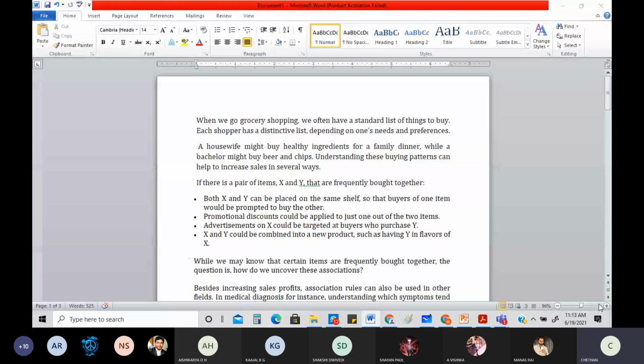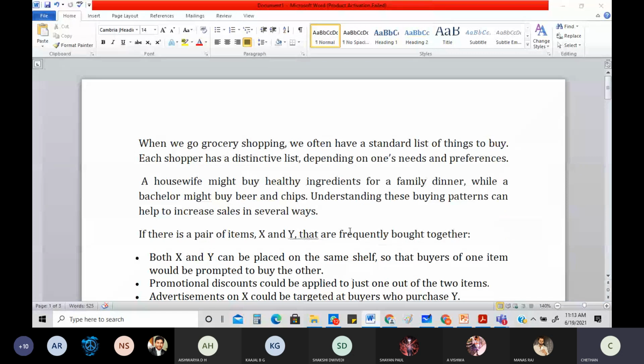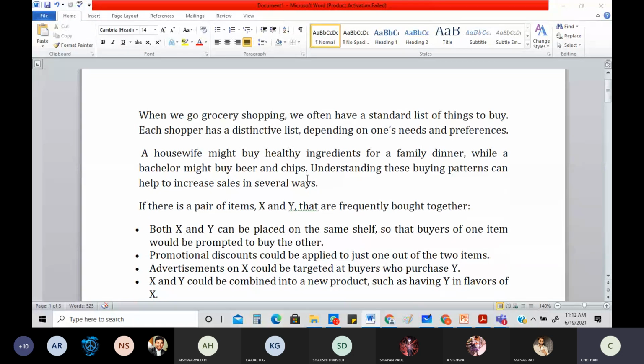What are the things I'm trying to say? Any person who goes to a grocery shop will have some sort of a list of whatever he or she wants to buy. So you can see very clearly that each shopper has a distinctive list. Then what's the next thing? The way of taking those things may vary. A housewife may be buying things for a family dinner. A bachelor may be buying different things. It doesn't mean that after marriage he'll not buy these, but bachelors generally will.